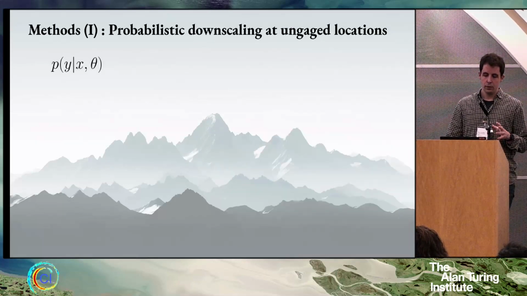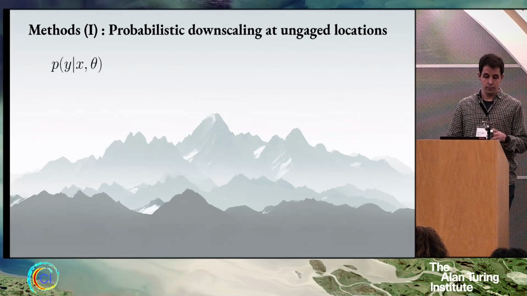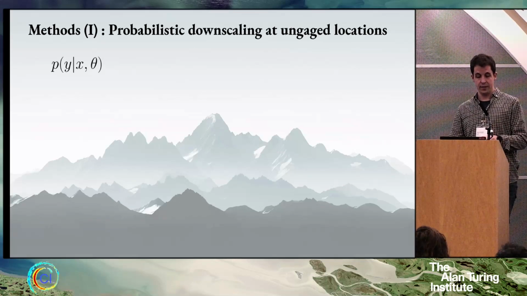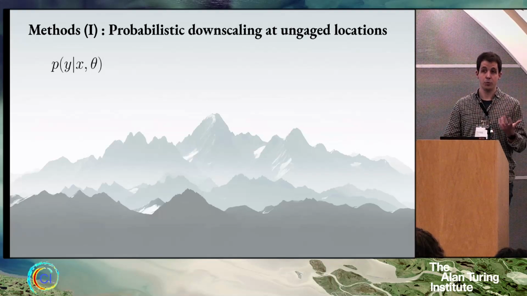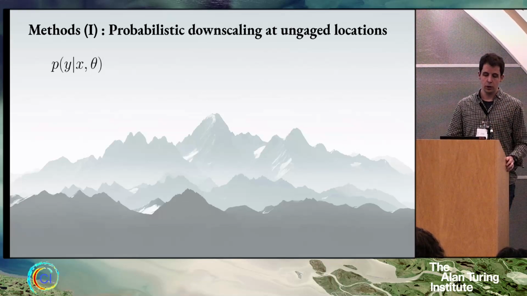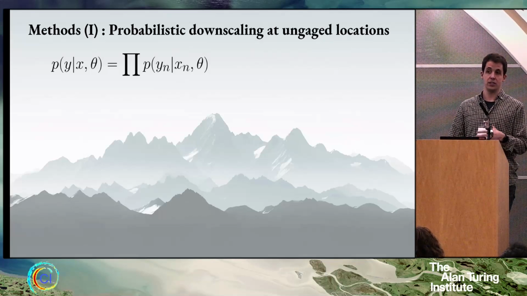So what's our approach? Our object of interest here will be this probability of y given x and theta, y being daily precipitation and x being a set of predictors that we'll use to predict daily precipitation, and theta are the parameters that parameterize this mapping. And we're going to make a very important assumption, which is that the probability distribution factorizes as follows.